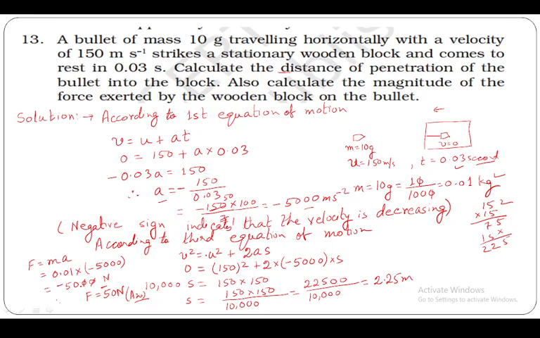According to the third equation of motion, v square is equal to u square plus 2 a s, where v is 0, u is 150, a is minus 5,000, and the value of s is 2.25 meter. And the force exerted by the wooden block is equal to m into a, where m is 0.01 and a is minus 5,000, therefore we have got minus 50 Newton. Minus indicates that it is opposite to the motion of the bullet. This is the force exerted in this direction by the block. That is why it is minus 50 Newton.